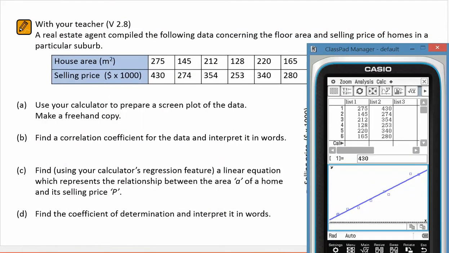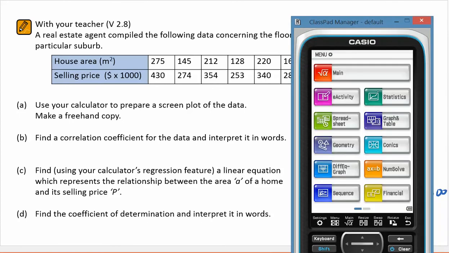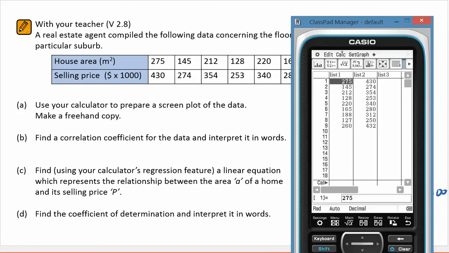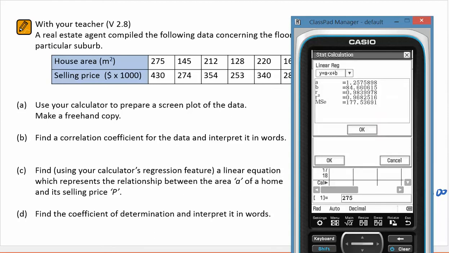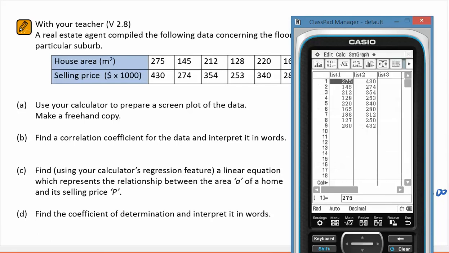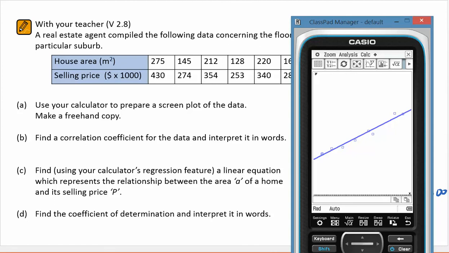In V2.8, you're asked to use your calculator to prepare a scatter plot of the data. So what I've done here: menu, statistics, run the numbers, regression, and linear regression. I will copy the formula, and I get the following equation, and our correlation coefficient of 0.9840. Now, resizing this, you can see there the data.